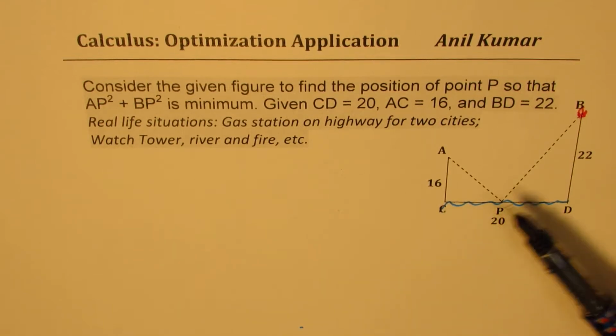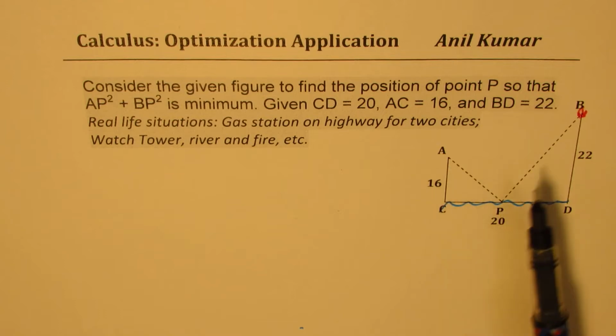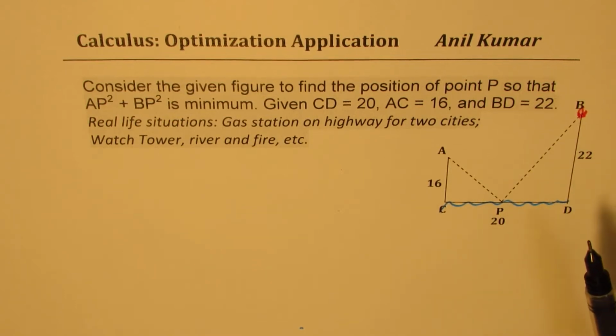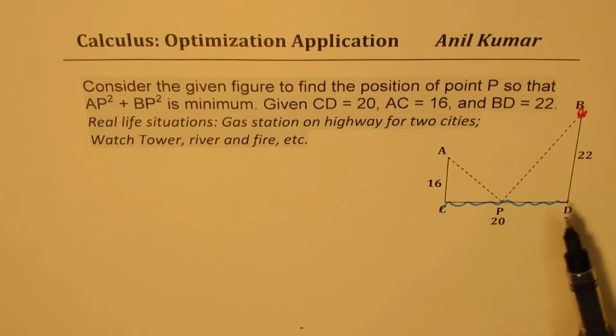AP square and PB square relates to the distance. So it could be minimizing the distance to travel and to get the job done. So those are the applications where this will fit in. Now let us see how to solve such questions, right?